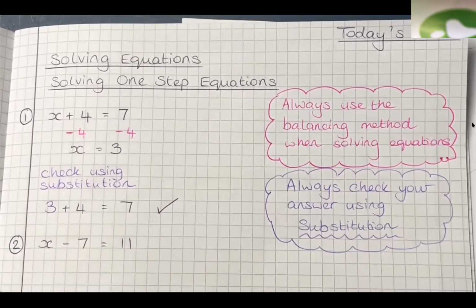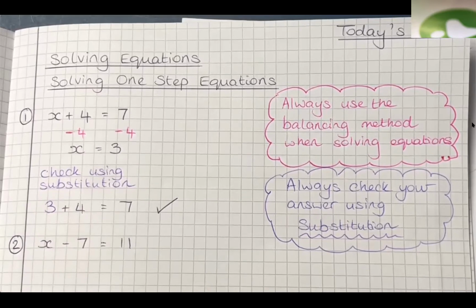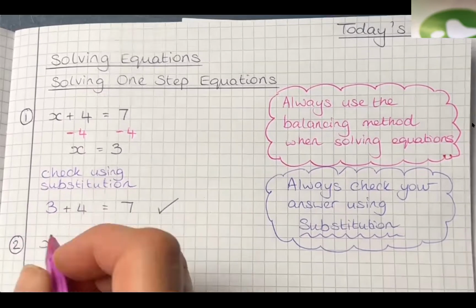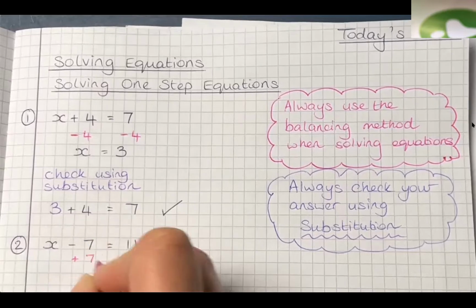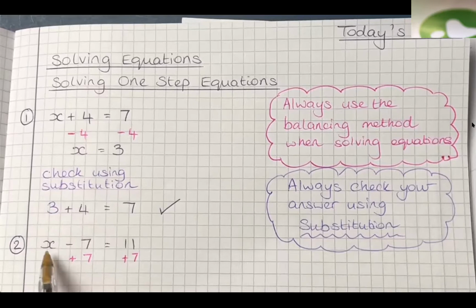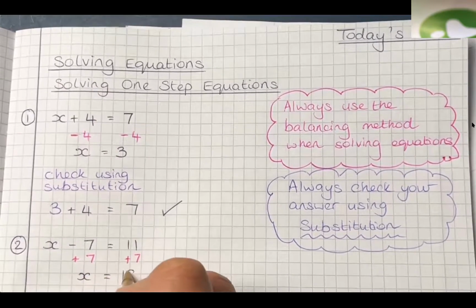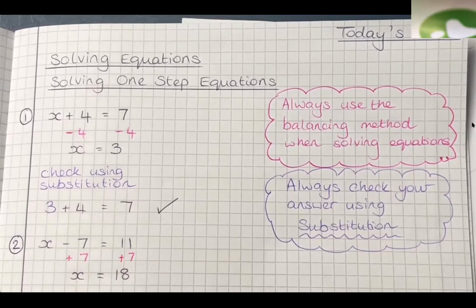Again, some of you are probably already shouting out, we know the answer's 18, Miss, we don't need to show all this working. But you're going to humour me and you're going to write it down. We're going to add 7 to both sides. I know that now on my left-hand side, I've just got x. On the right-hand side, I've got 18.